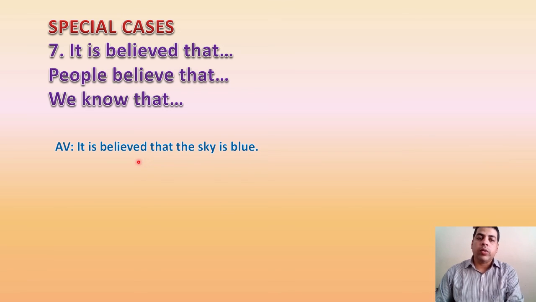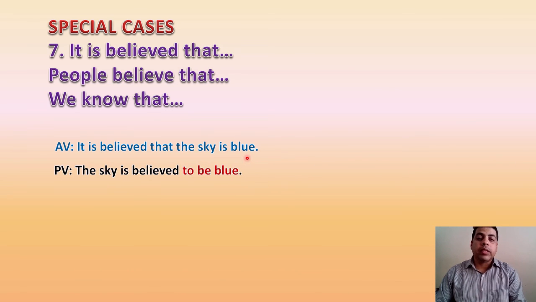In this case, what we have to do is to bring the same subject that is mentioned here. What is the subject mentioned? The sky. So the sky will be brought here. Whatever "believed" verb is there, we are supposed to make that one into V3 and in passive form. So the sky is believed plus to be whatever the adjective mentioned there. So "it is believed that the sky is blue": the answer will be the sky is believed to be blue.